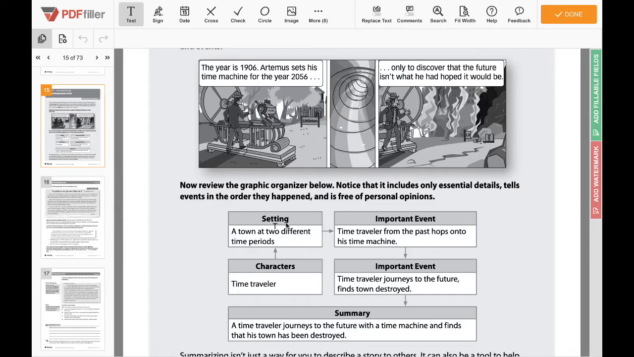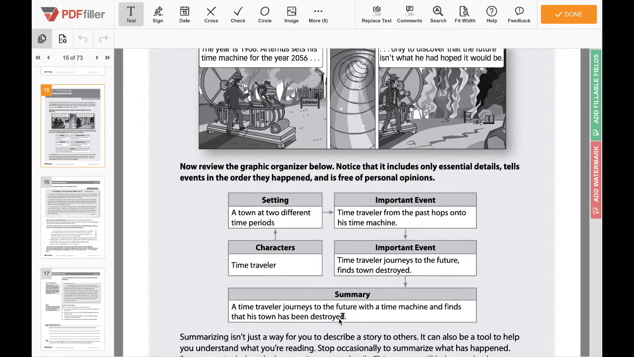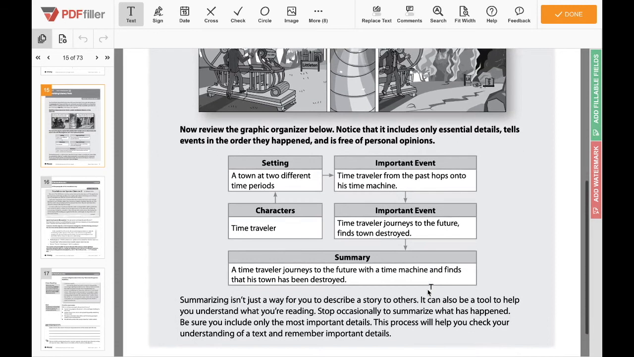So the summary, if we put all of these things together, the two important events, the characters and the setting, we have: a time traveler journeys to the future with a time machine and finds that his town has been destroyed. That's a brief summary of what happened. It doesn't include, oh, this dumb time traveler, none of that, because that is your opinion. So you can't include any of that.